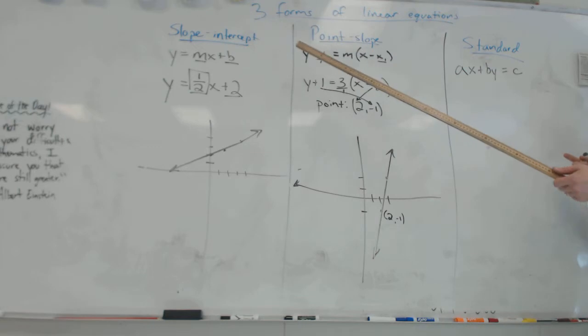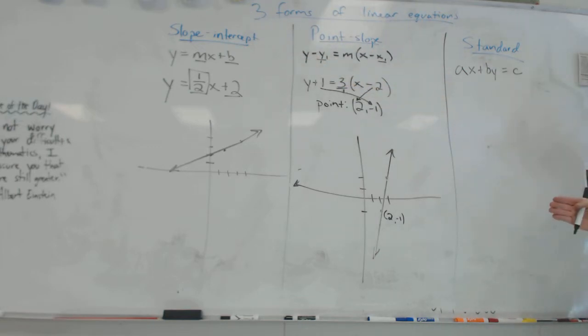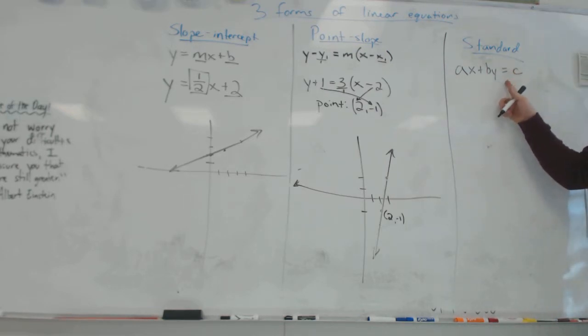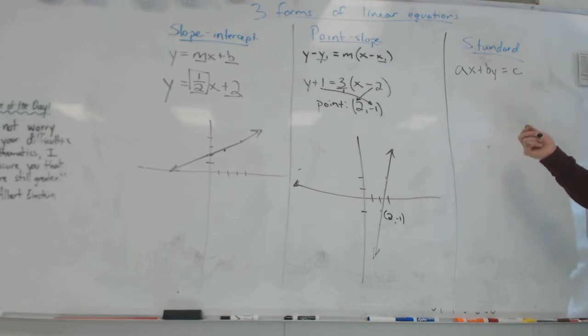That's not true of the other forms, right? If I have a vertical line, it's impossible to write it in this form or this form. But you can write it in this form, so that's kind of why it's a standard form. It can express any line. Now, this one is a little bit more complicated to graph.